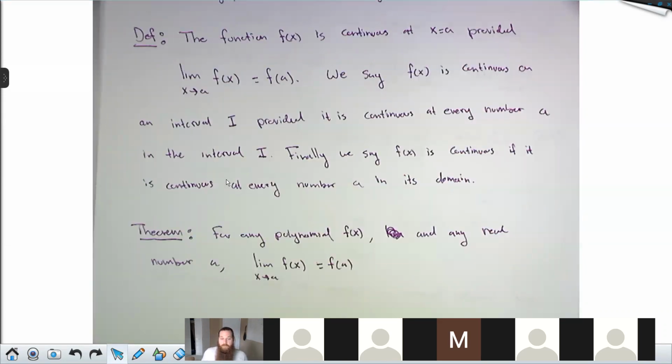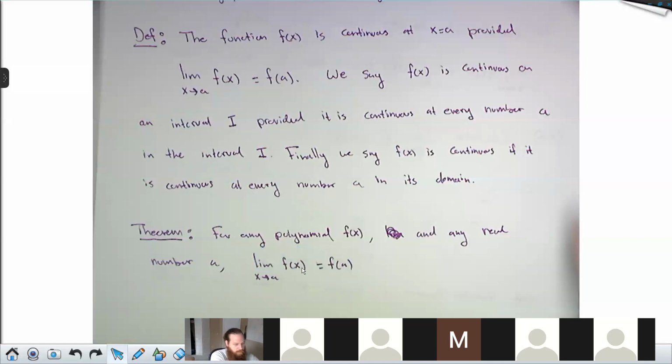This is something we said last time, that you can take any polynomial or even any rational function, as long as the bottom isn't 0 at a, and evaluate the limit just by plugging that number in. If you want to see a proof of this, I actually proved this in my honors version of your class. Look at the video from Monday in the honors playlist on my YouTube channel if you want to see the proof of this theorem. This is something that we just said last time, that you can take limits of polynomials by plugging in.